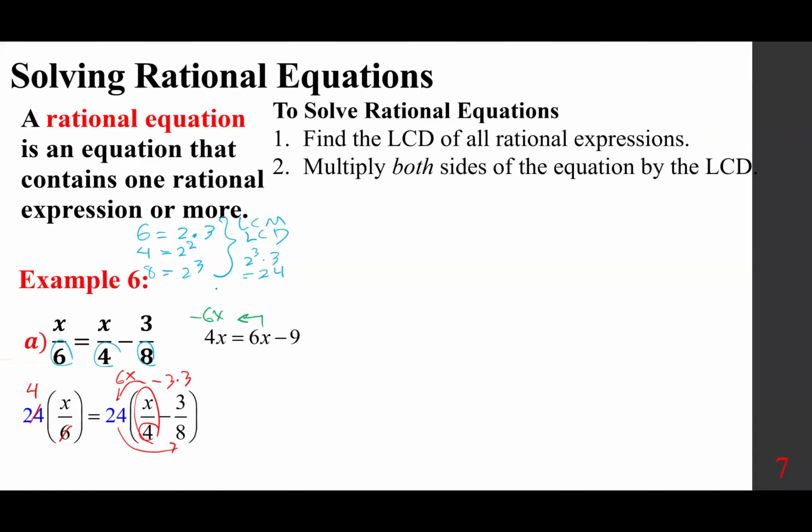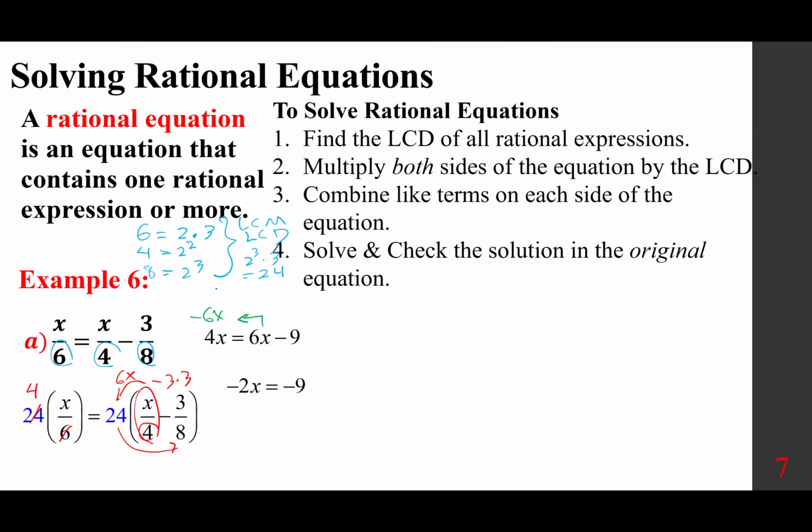We are going to move the 6x to the left, and 4x becomes negative 2x, because we are going to combine like terms on each side of the equation, and there's nothing to combine, so we move things around, solve and check. So minus 2x is negative 9, divide by negative 2, x is positive 9/2. And you really should check. Checking takes place with the original equation. I leave it for you to check it. Make sure you check that, everybody.